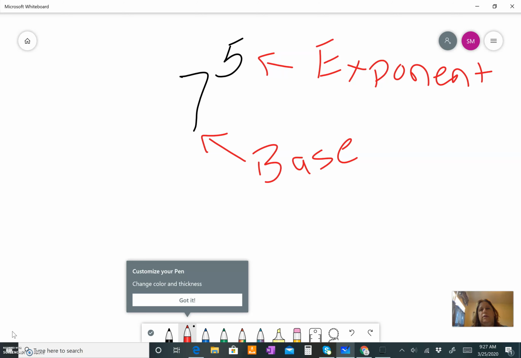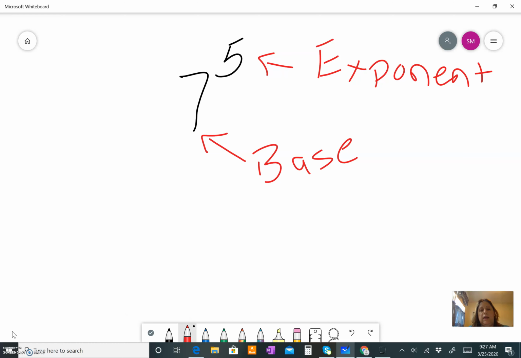So the exponent, even though it's a small number, basically rules the big number. It tells the base, the big number, how many times you have to multiply that base number. So when we write this out, 7 to the 5th power means 7 is being multiplied by itself. I'm going to change back to black here. We have 7 times 7 times 7 times 7 times 7. So we should have 5 sevens there.